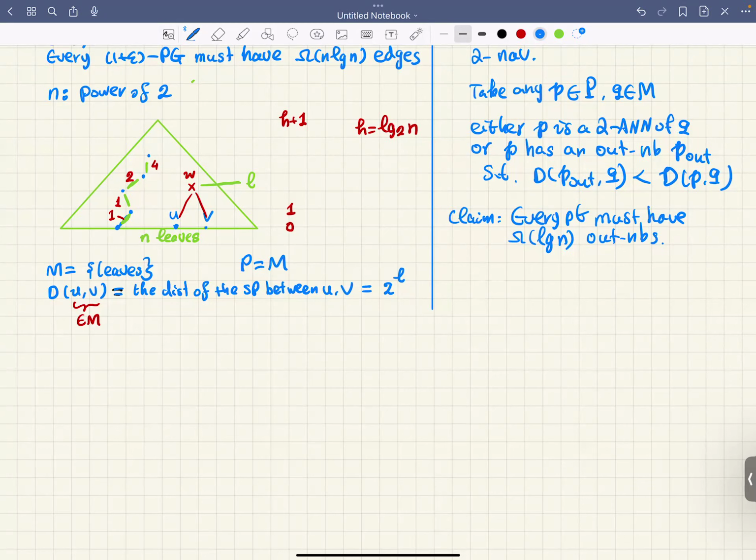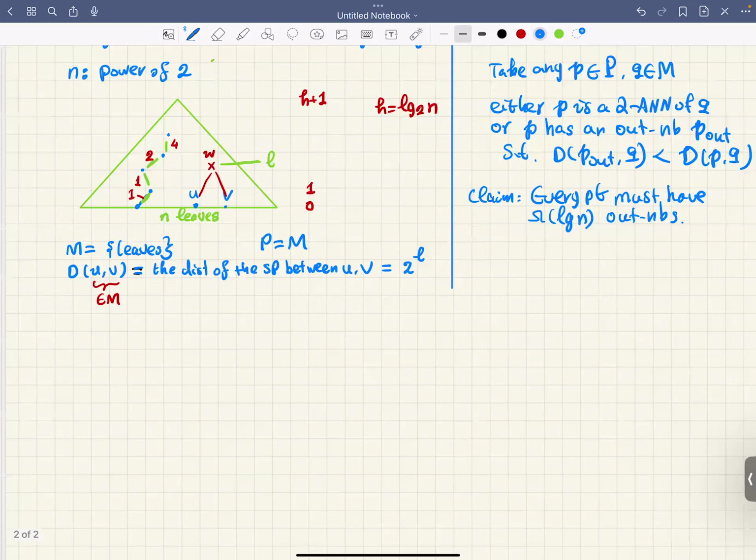So if I manage to prove this, then n log n is already a lower bound, all right? Because every out-neighbor consumes 1 edge, right? Okay, good. Now the thing is why this is true, okay? Why this is true. All right, now let's see.